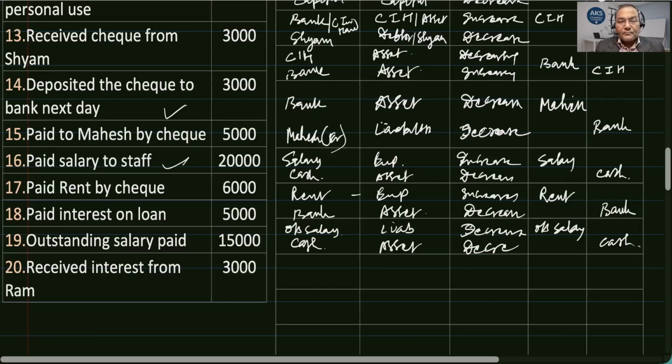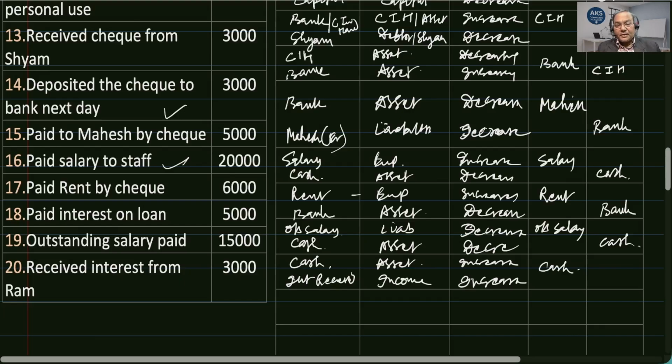Received interest from Ram. Which are the two accounts involved? One is cash and the other is interest received. Now cash is an asset and interest received is an income, right? So there is an increase in asset, and income also increases. How is the entry to be made, which is to be debited and which is to be credited? We need to increase cash, so cash is to be debited, and we need to increase income, so we need to credit it. So that is interest. I hope this is clear.